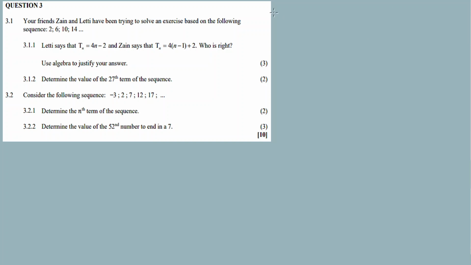We are given another sequence. 3.2. Consider the following sequence: minus 3, 2, 7, 12, 17.